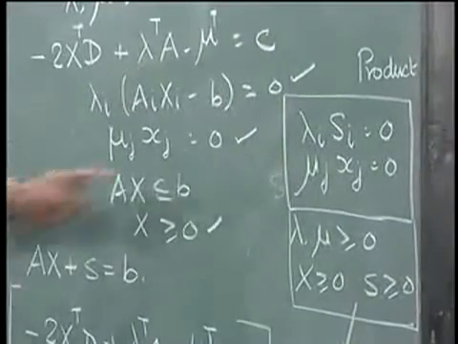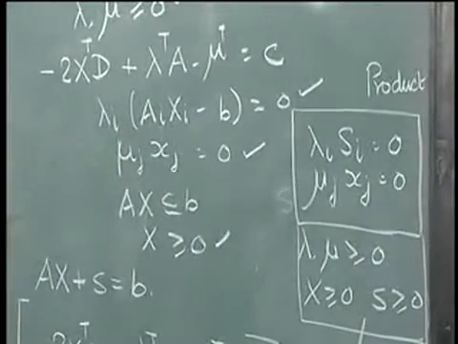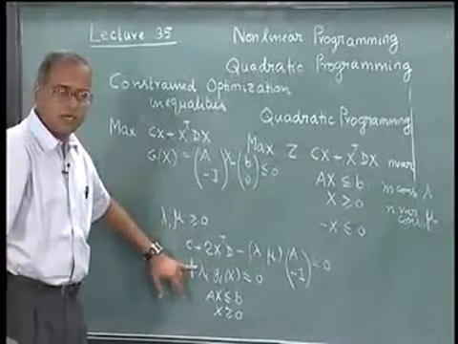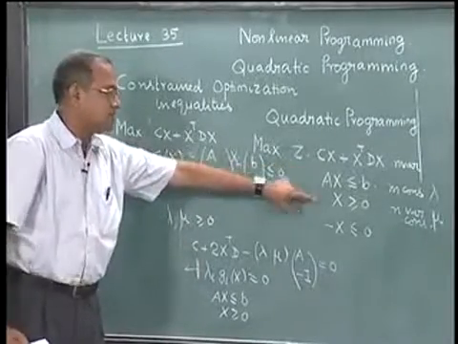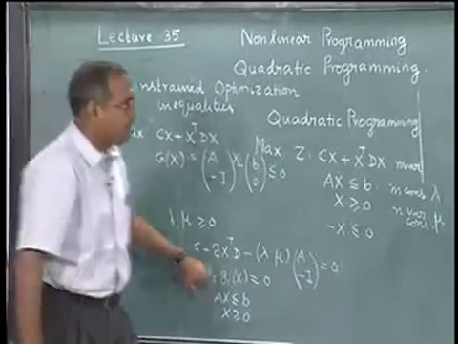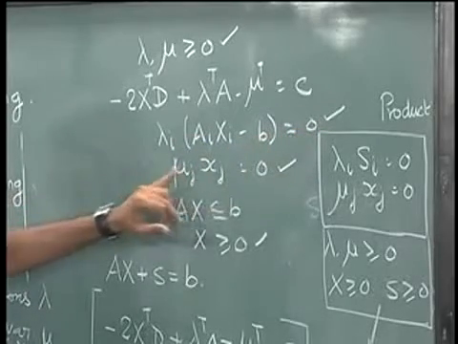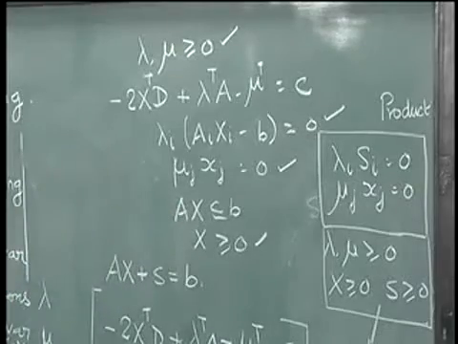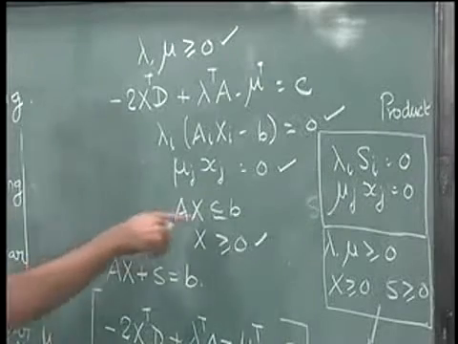Now please remember how these two are got. Now mu j xj equal to 0 is got automatically from the Kuntucker condition, which comes from this form. This was the original Kuntucker equation for every constraint. There are two sets of constraints, this and this. So this was written for both lambda and mu, and therefore for lambda we got lambda I into ai xi minus b equal to 0. For mu we got mu j xj equal to 0. And we also have from here ax less than or equal to b, x greater than or equal to 0. So we simply introduced a slack variable s.